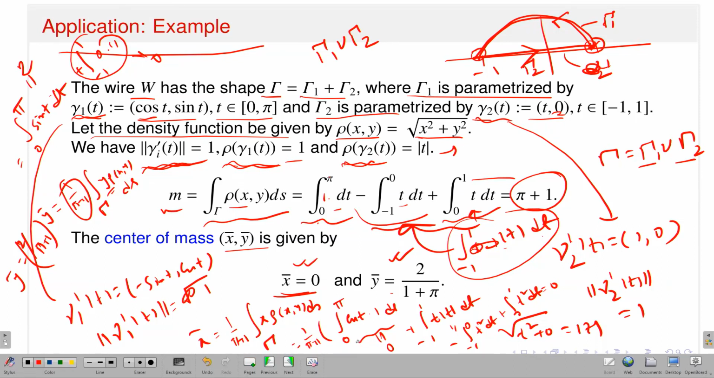So for x bar, the first component is 0 as it is, and the second one also gives you 0, because it is minus 1 to 1 t times mod t dt. You just break up into two parts, minus 1 to 0, one minus sign will come out, that means integration minus 1 to 0 t square dt plus 0 to 1 t square dt. You just evaluate it, it will give you 0. So therefore x bar is 0, y bar is 2 by 1 plus pi. Okay. So that is a very simple application of the scalar line integral. Once I have this formula, this is one of the very easy examples.